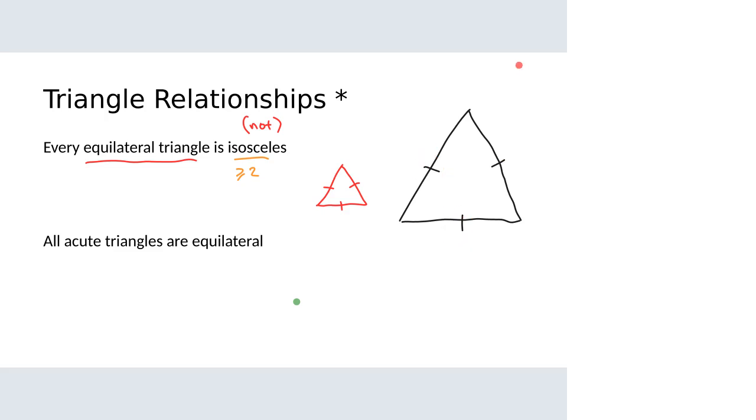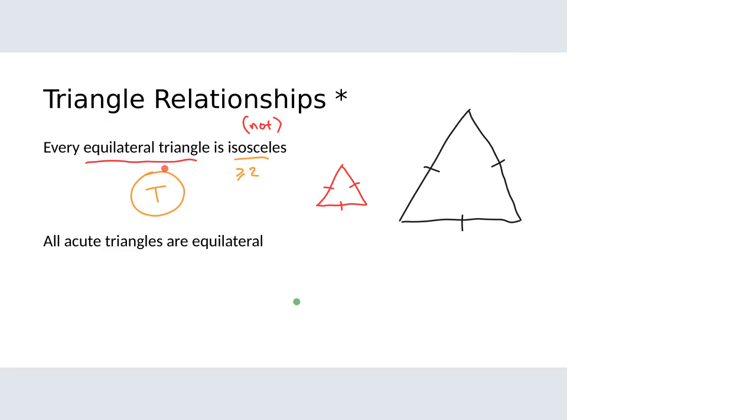And that one, you know what? Every time I draw an equilateral triangle, it's going to have three sides the same length. So it has to be isosceles. It's going to have at least two sides the same length. So every equilateral triangle I draw is going to be isosceles. This one's true.